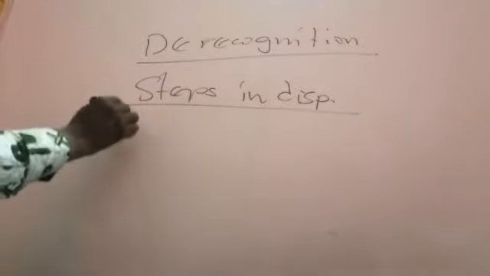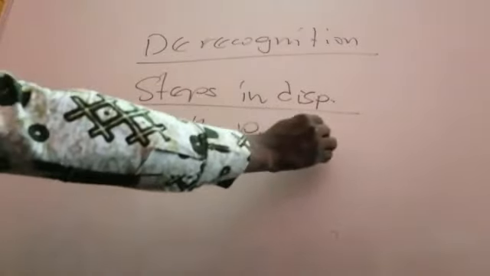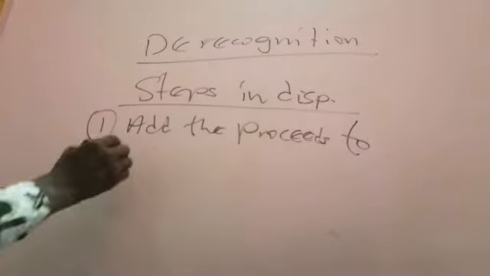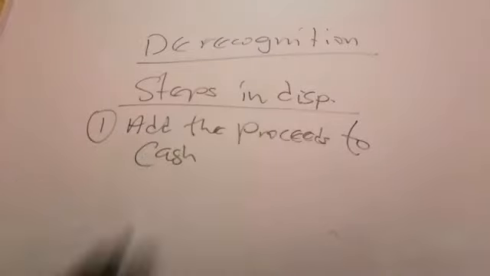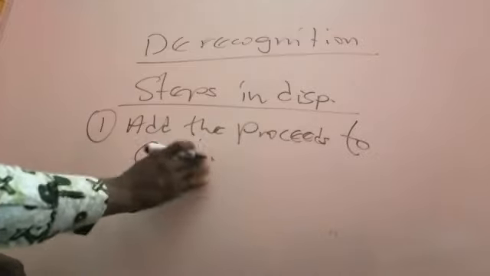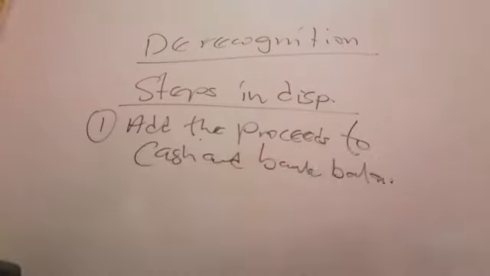Step one: record the cash or the proceeds. Add the proceeds to the cash book or your cash balance. Add it to your cash and bank balances. Only three steps, then we are done.